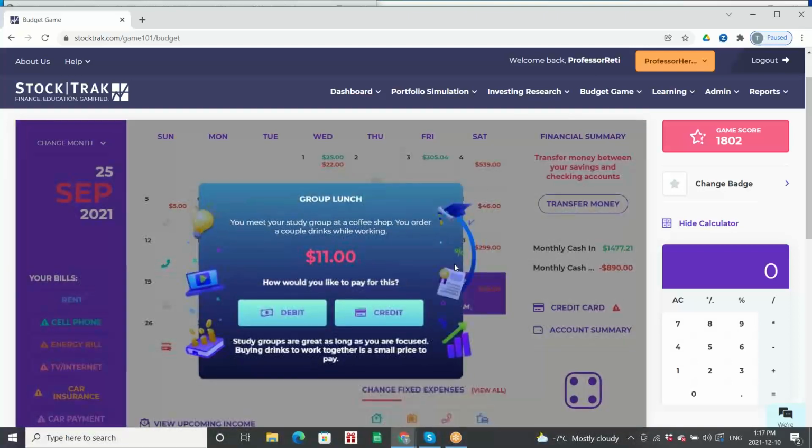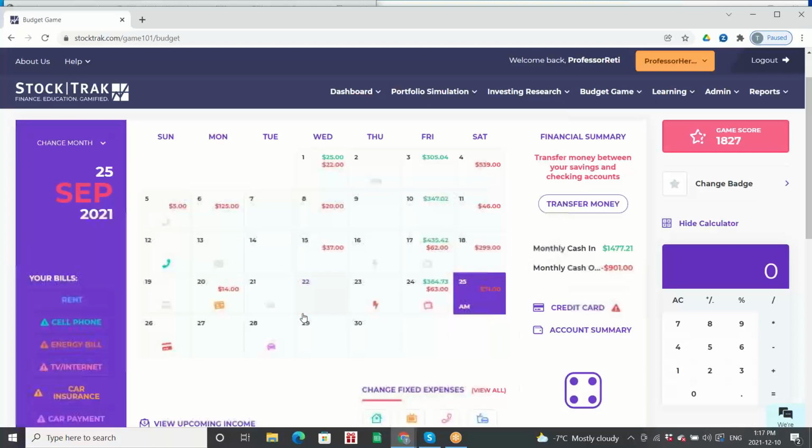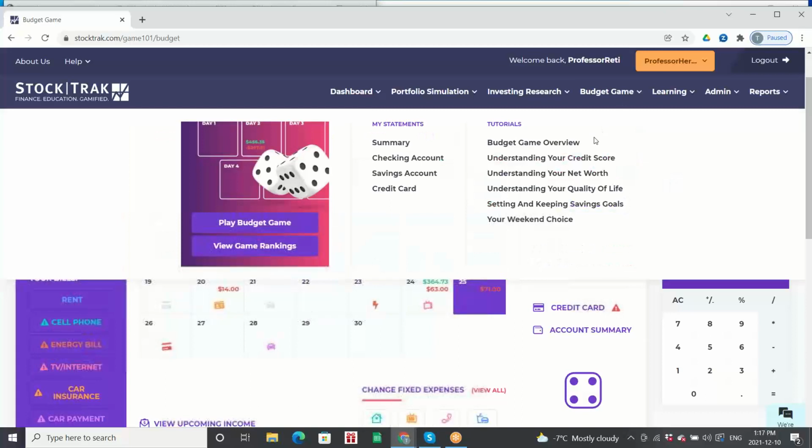Oh, great. So again, one of these oh boy cards where you're faced with a life choice option. So group lunch, you meet your study group at a coffee shop, you order a couple of drinks while working, it's $11. How do you want to pay for it? So we're going to go ahead and use our debit card. Right, so study session refreshments.